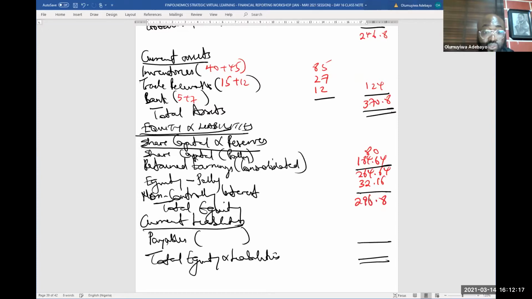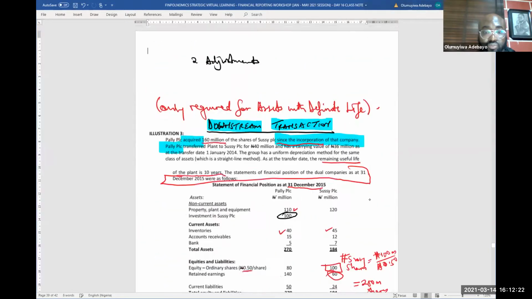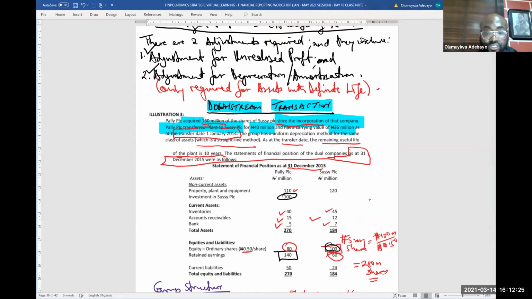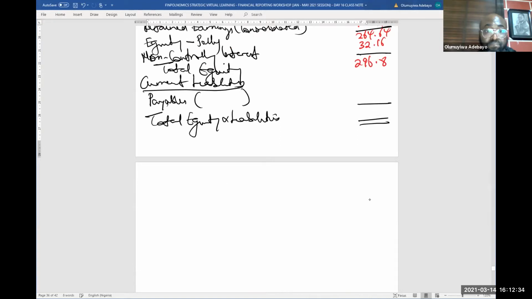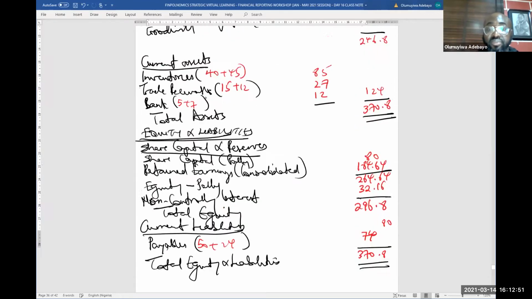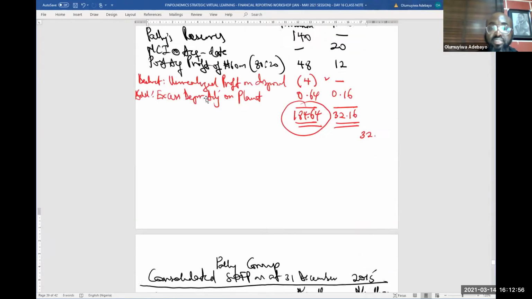That is 296.8. What is our payable? $50 and $24. That's 74. 296.8 plus 74, that is 370.8, which is the same thing we have here. And that says it all.